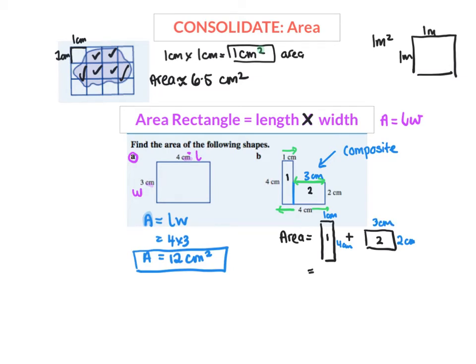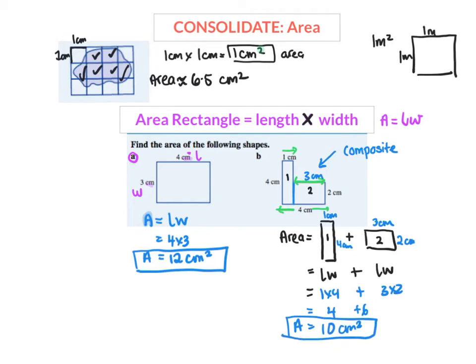Okay, so now I'm finding the area of each of these rectangles. Area is length times width, and for the other rectangle, length times width. So for this example, it'll be 1 times 4 plus 3 times 2. So I get 4 plus 6. So the area ends up being 10 centimeters squared. Okay, so you might be getting a couple of those today. So just take your time, make sure that your units are all measured in the same unit, like centimeters are all centimeters.